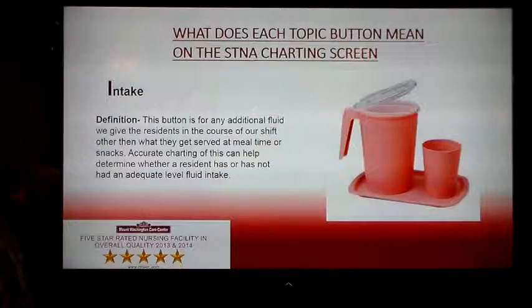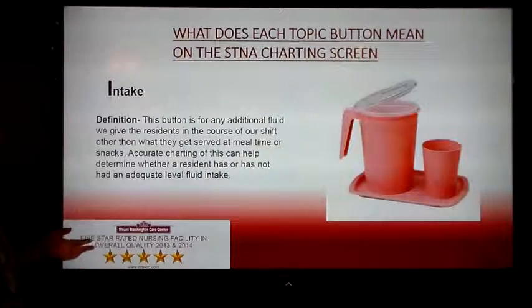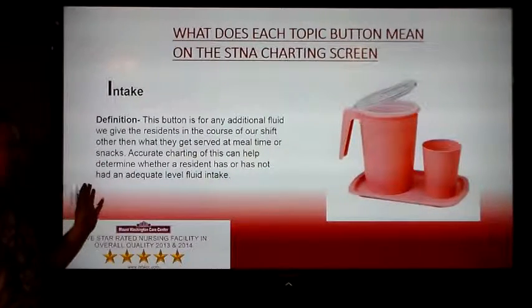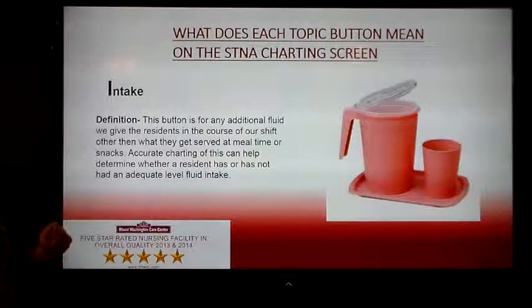Intake. This button is for additional fluids we give our residents in the course of our shift other than what they get served at mealtime or snacks. Accurate charting of this can help determine whether a resident has or has not had adequate fluid intake. This also does not include fluids given during med pass.